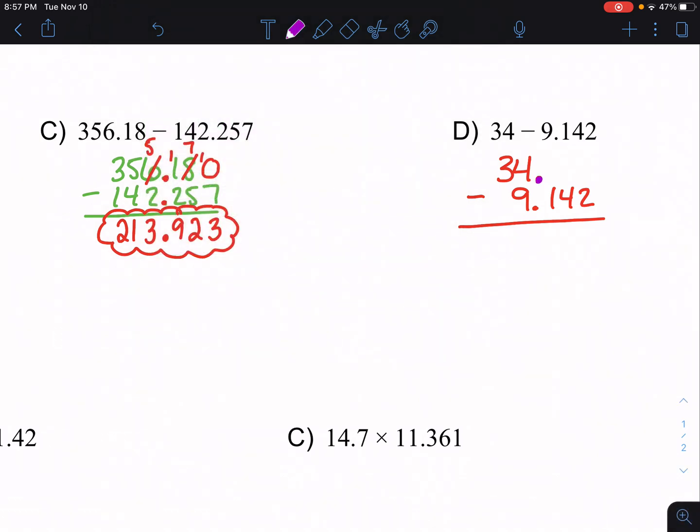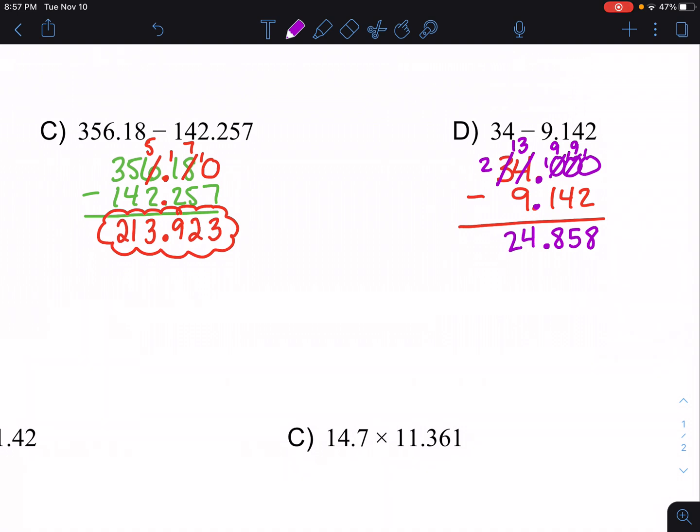I've got my decimals lined up, and I'm going to have 3 placeholder zeros. This is just like part B, where I'm going to borrow all the way across. So 3, this becomes a 10, borrow becomes a 9, becomes a 10, borrow becomes a 9, becomes a 10. So 10 minus 2 is 8, 9 minus 4 is 5, and 9 minus 1 is 8. Bring down my decimal. I have to borrow one more time, so 13 minus 9 is 4.